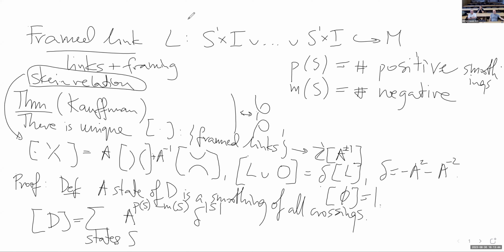So we have a state sum formula like that. In particular, it's implied by these formulas that the bracket is unique if it exists. How do we prove it exists? Well, we just need to verify the 3 Reidemeister moves, and it's really simple. Existence.